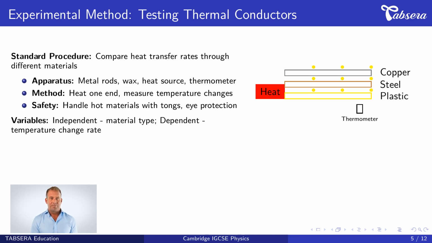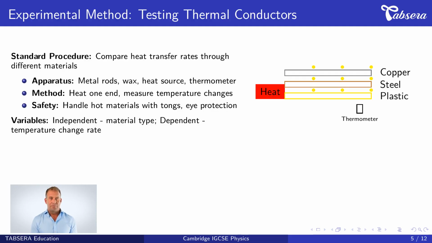The method consists of these steps. First, attach wax pieces at equal intervals along each rod. Second, heat one end of all rods simultaneously using the same heat source. Third, observe which wax pieces melt first and record the order. Fourth, measure temperature changes at fixed time intervals.